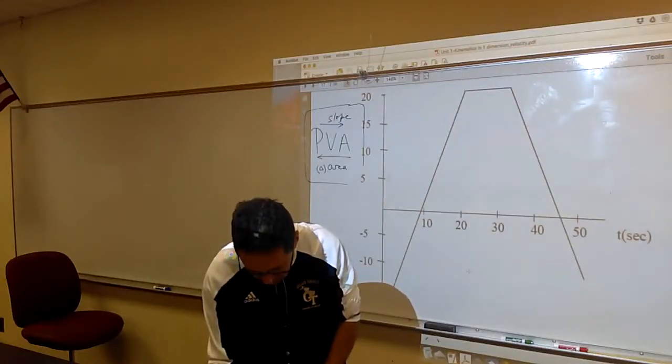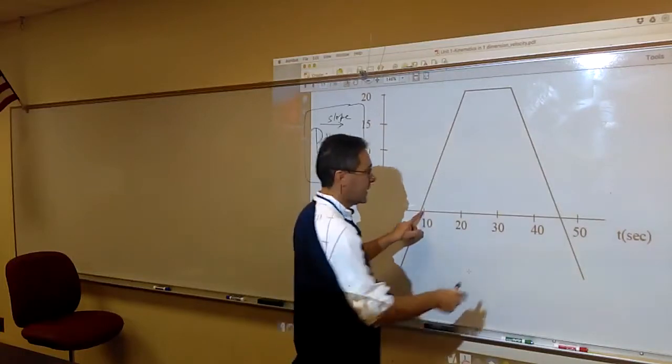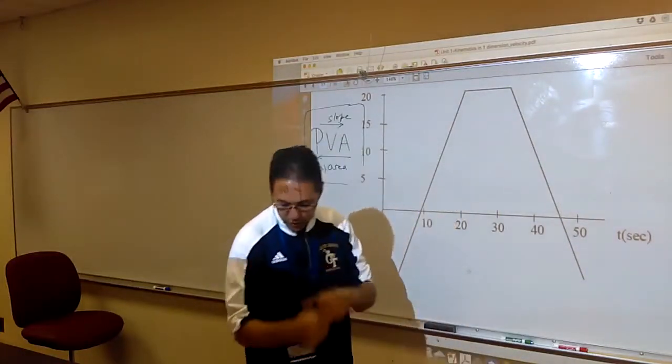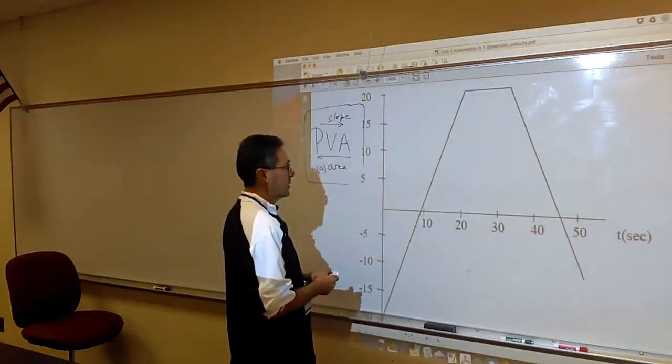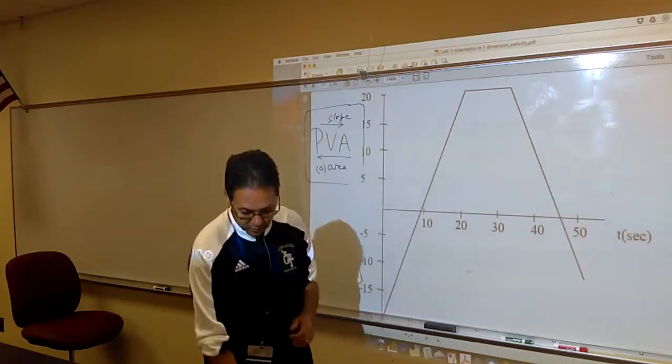When is the object not moving? It's at 10 and 45 seconds. There's a change in direction. And we make an acceleration time graph. I'm pretty sure you know how to do that.